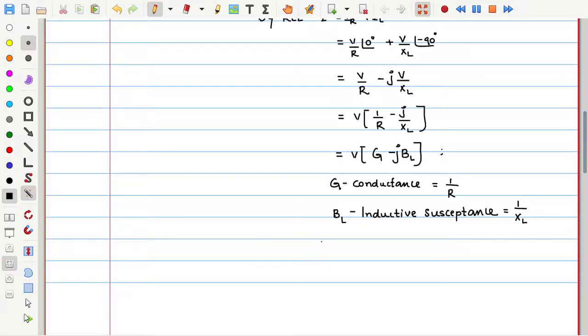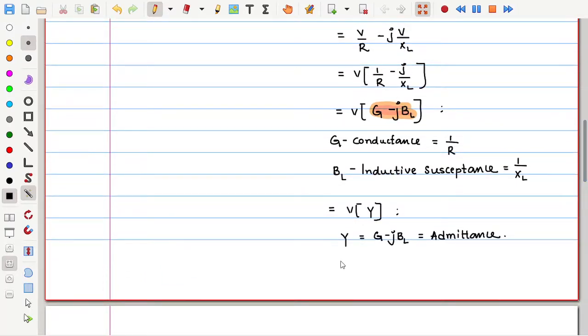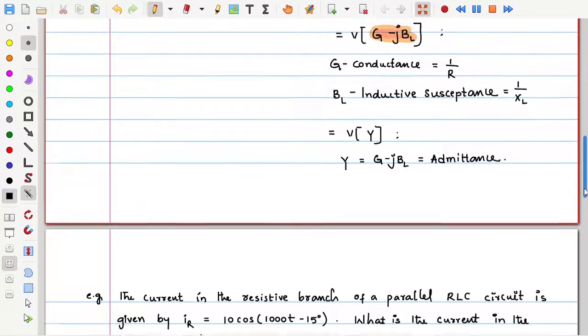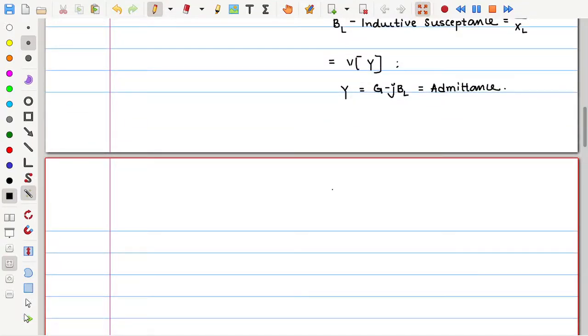So now try to observe, this entire term, G minus jBL, we can call Y, where Y is the admittance. Y is equal to G minus jBL, which is the admittance, the reciprocal of the impedance. So now finally, I would like to express these things a little like what we had seen in the series circuit. So finally, this V into Y can be written like this.